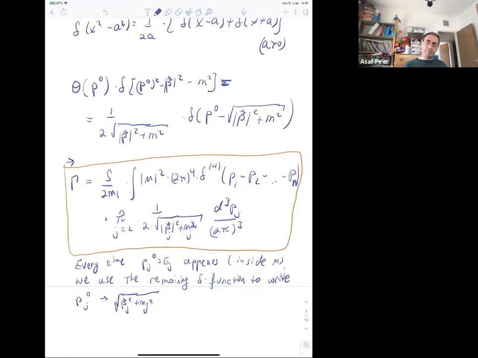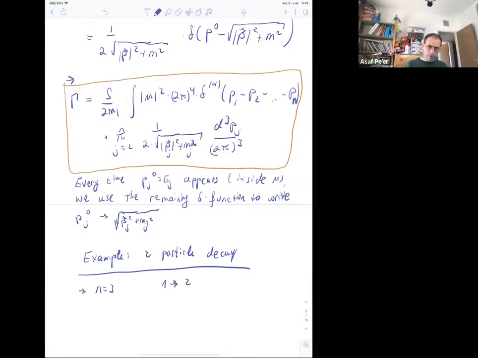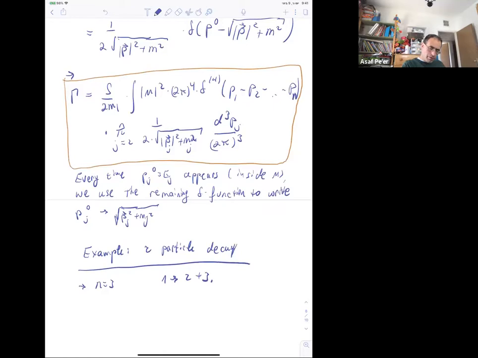Okay, let's do an example. It makes things easy to understand. So, example: a two particle decay. What it really means is that there is a single particle that decays into two particles, right? That simply means that n is equal to 3. So particle one decays into particle two plus particle three, which is the simplest that we can think of. So let's put this in equation 18, in the equation here. Let's call it star. Use star.